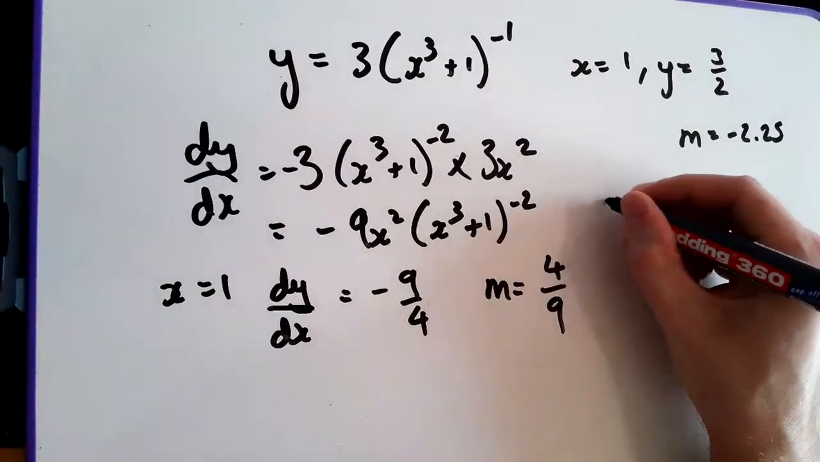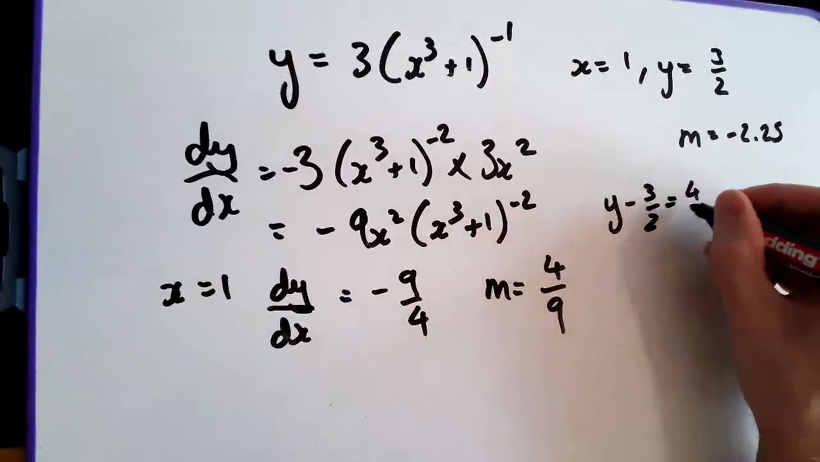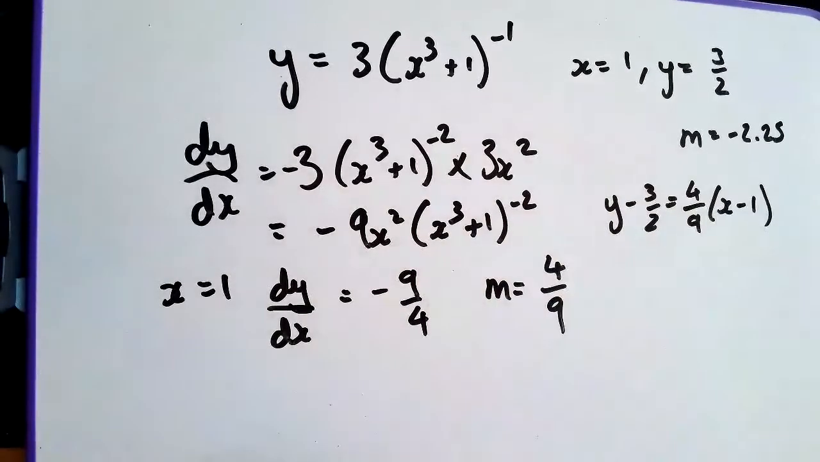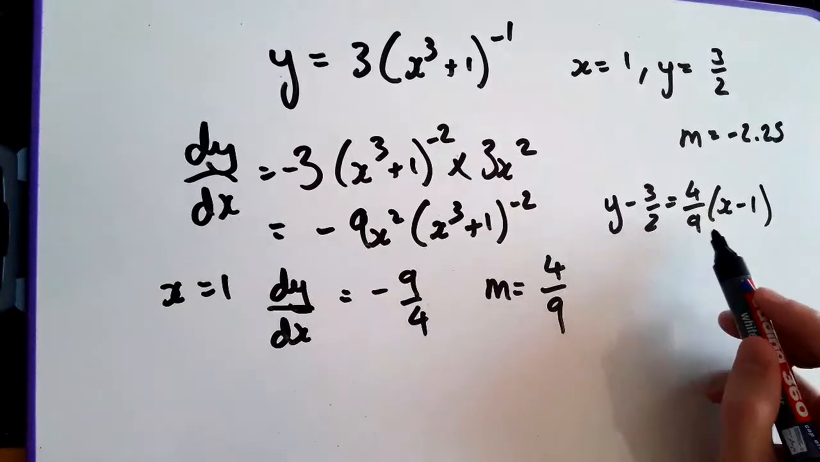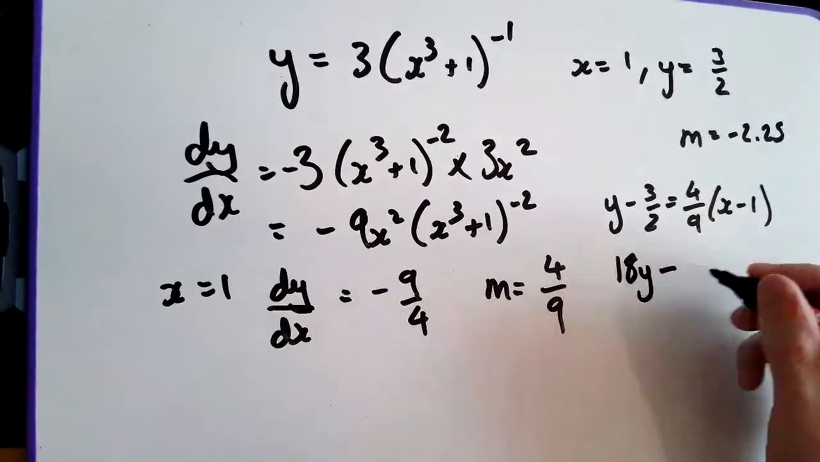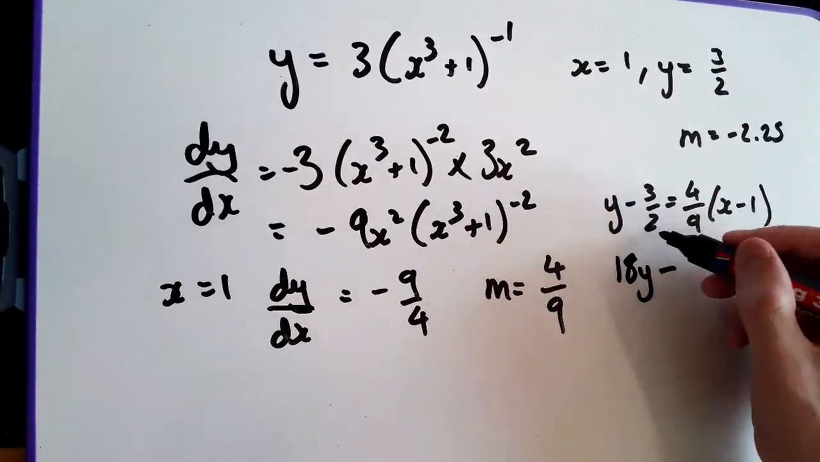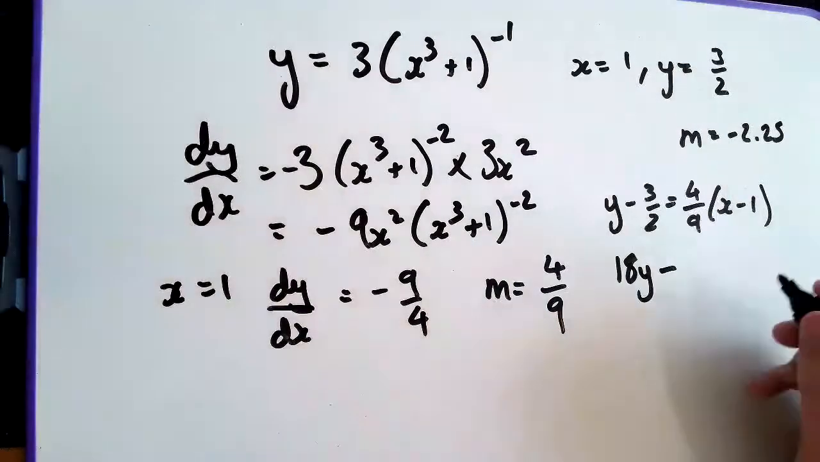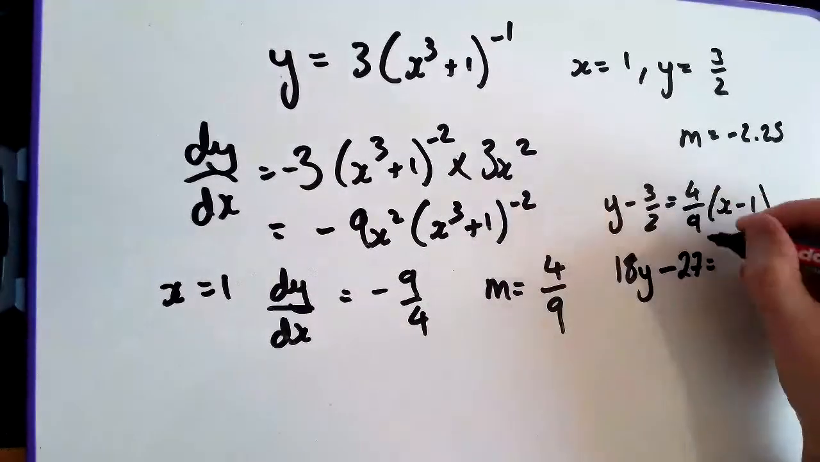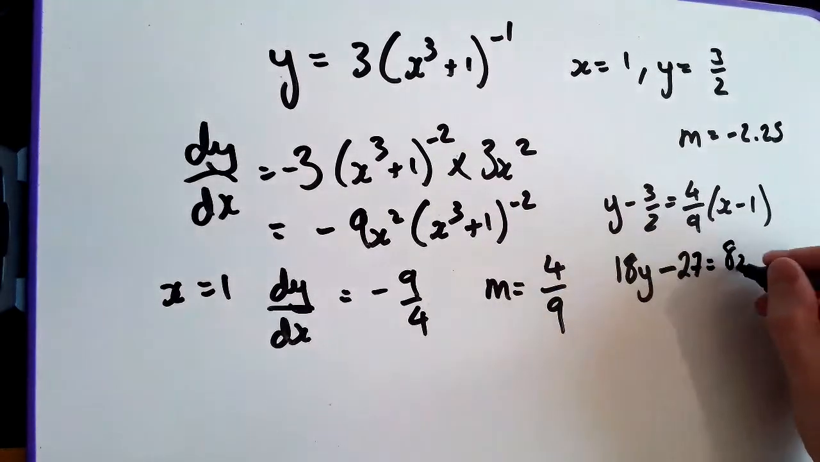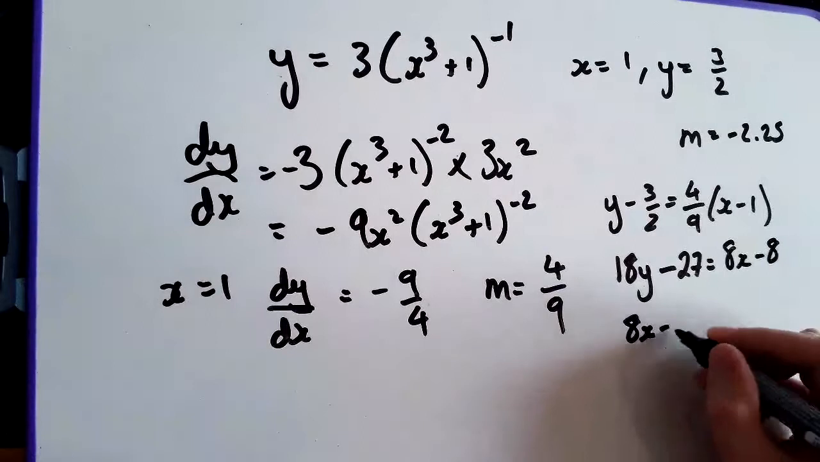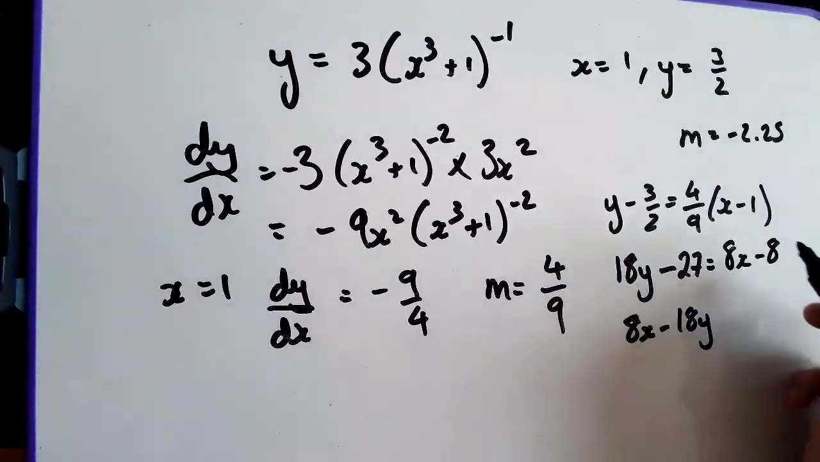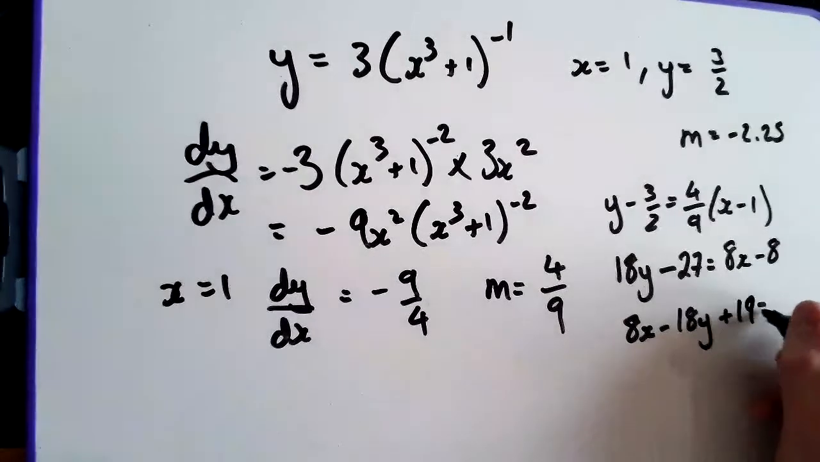So I can sub it into y minus y1, so y minus 3 over 2 is 4 over 9 times (x minus 1). I'm going to times both sides by 18, together with a 2 and a 9. So 18y, take away, if I times this by 18, the 18 and the 2 will make a 9. 9 times 3 is 27. If I times this by 18, 18 over 9 is 2. So 2 times 4 is 8. So 8x minus 8. Take everything to one side. So 8x minus 18y plus 27 onto there gives me plus 19 equals 0.